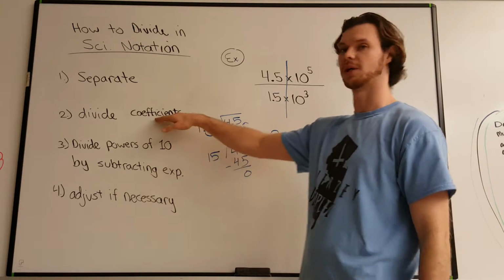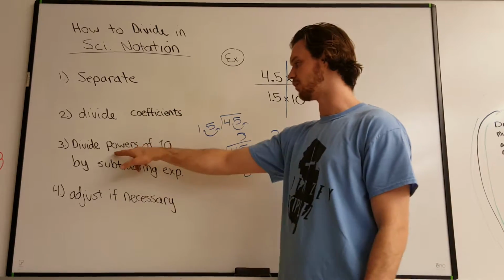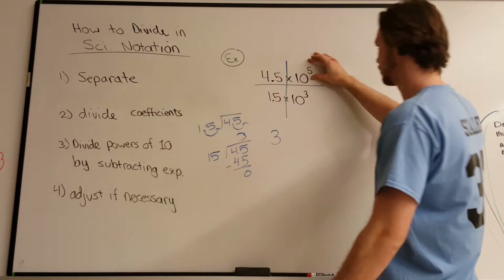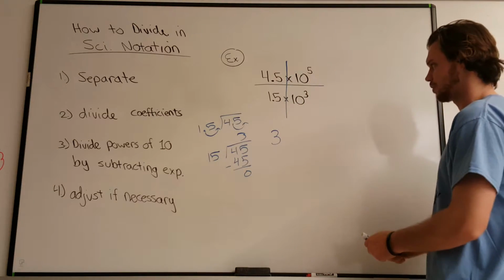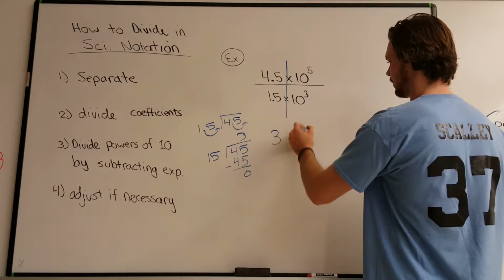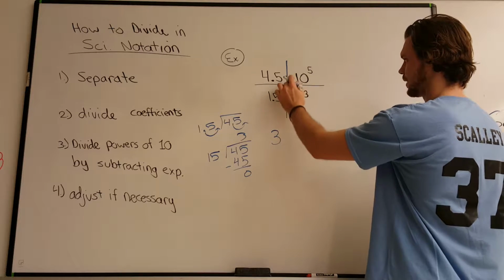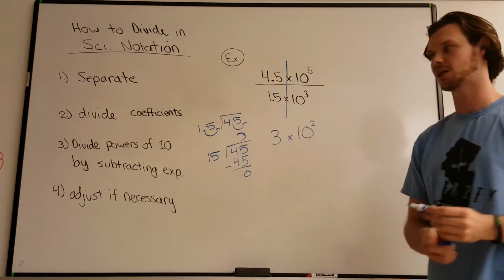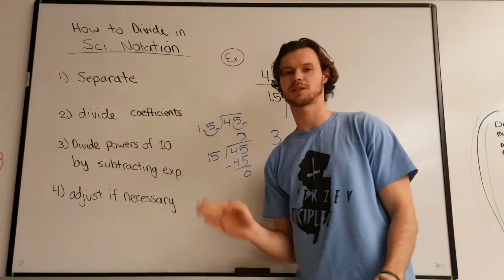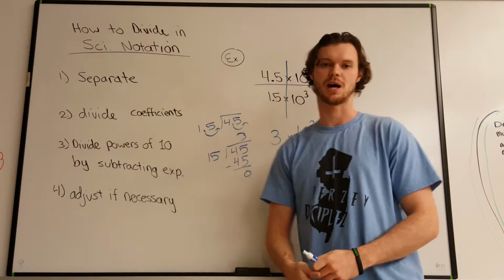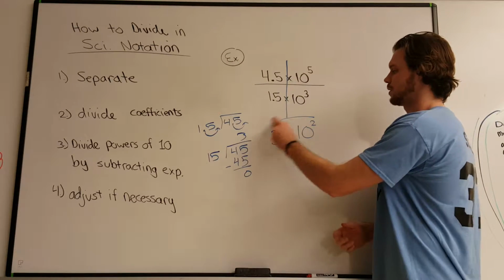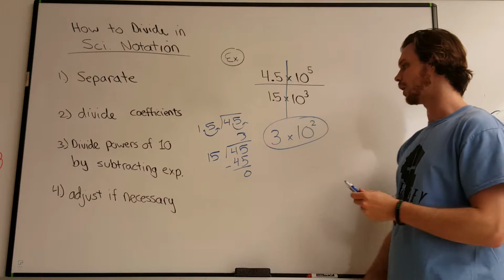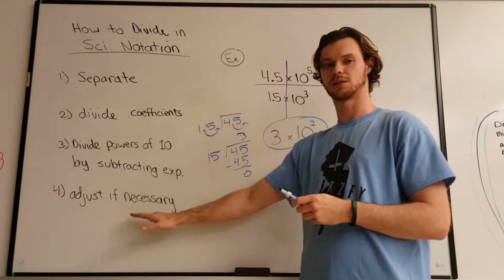That was part 2, divide my coefficients. Part 3, divide the powers of 10 by subtracting their exponents. So I have an exponent of a 5, an exponent of a 3. I'm going to subtract there and have a 10 to the second. I still have multiplication in the middle, so I should still have 3 times 10 to the second. And the last step is to adjust if necessary, but this time it's not, because this is in scientific notation. This number is between 1 and 10, so we're good to go. So that's an example where we don't need to use step 4.